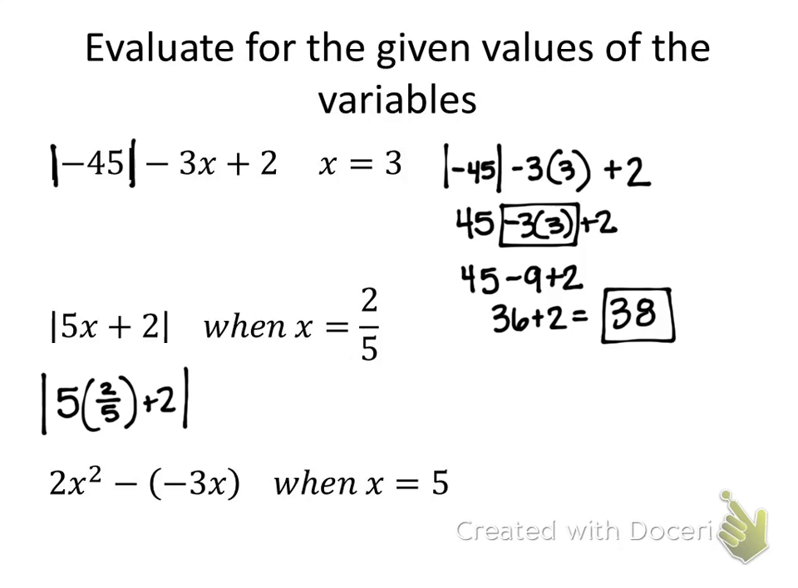Now, what I want to do is save these absolute value bars for the very end, okay? I'm going to solve everything inside of here first. And then whatever I get, I'm going to get a single number. And then I'm going to take the absolute value of that, okay? So, order of operations tells me what do I need to do first?